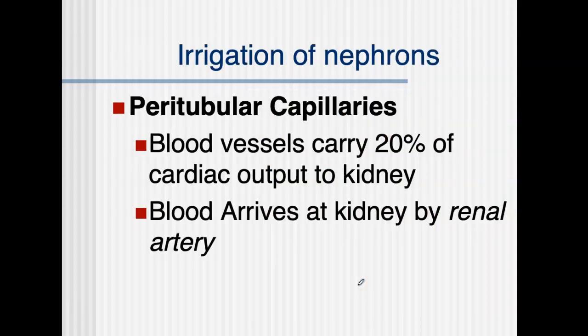So how are these nephrons irrigated? In other words, coming in and coming out are the peritubular capillaries, the capillaries that surround these tubules. And you need to know that the blood vessels are going to carry about 20% of the cardiac output, which is the amount of blood that's leaving the heart, to the kidney. That's a lot, okay? And it's going to arrive by the renal artery. So the renal artery is going to bring it in, right? You saw that when we looked at arteries.